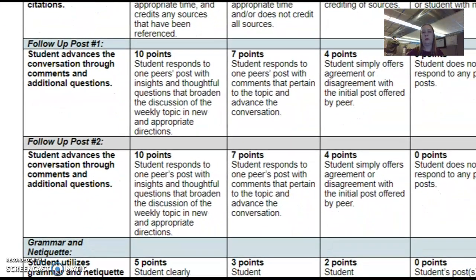And so for those, for a perfect score, the student responds to one peer's post with insights and thoughtful questions that broaden the discussion of the weekly topic in new and appropriate directions. So that's your goal. You have 10 points for each of those.